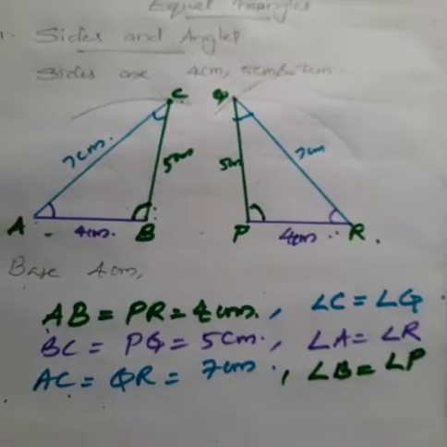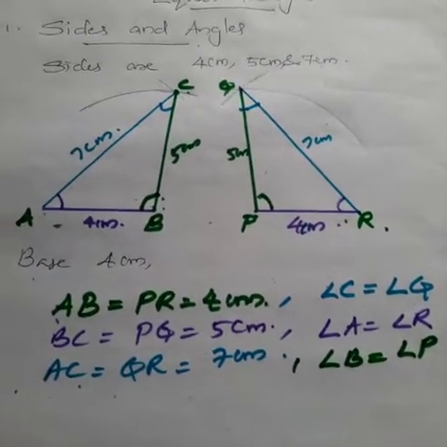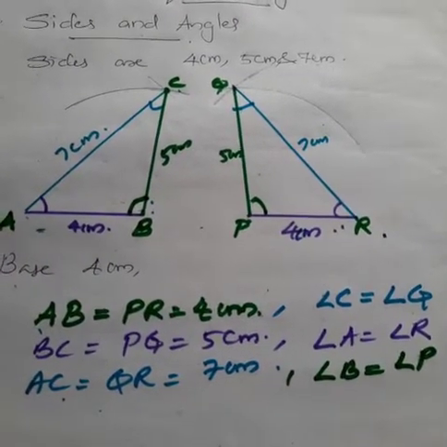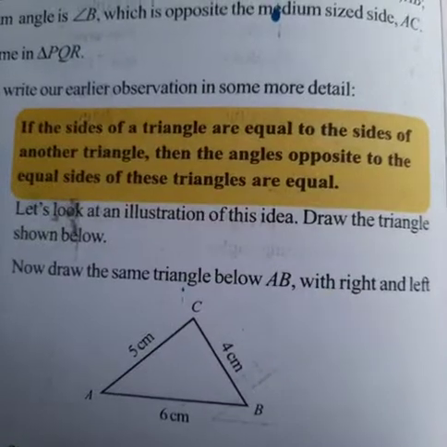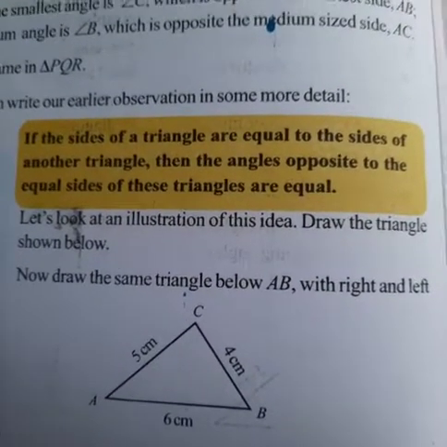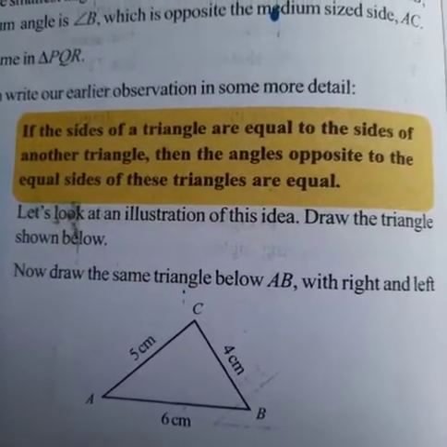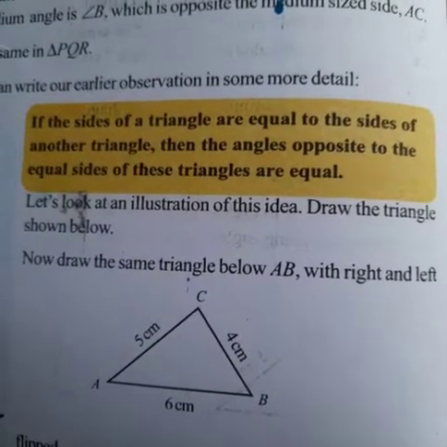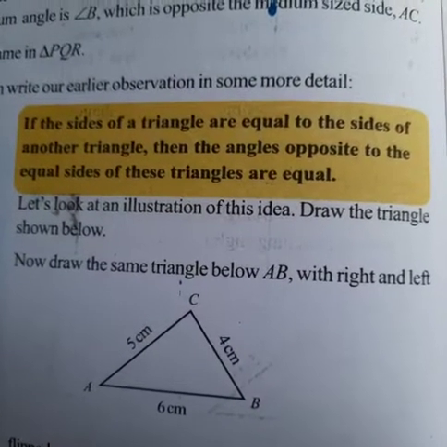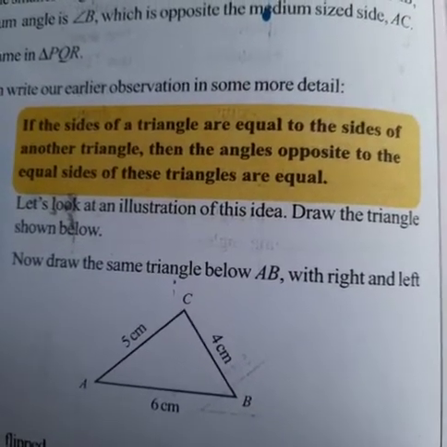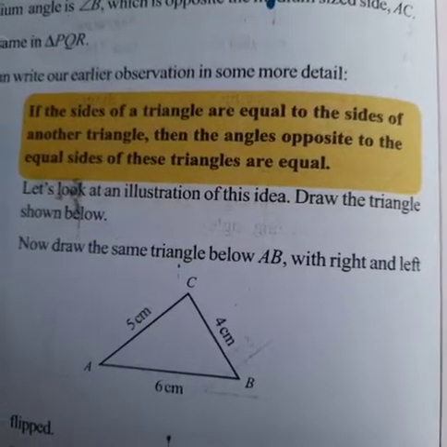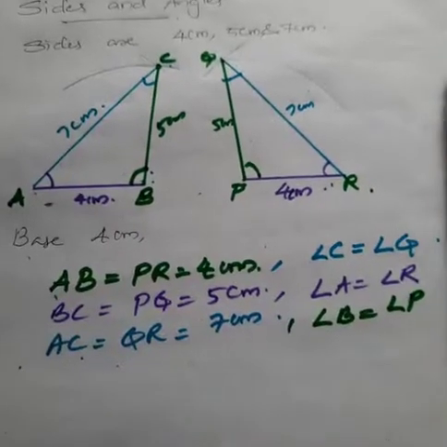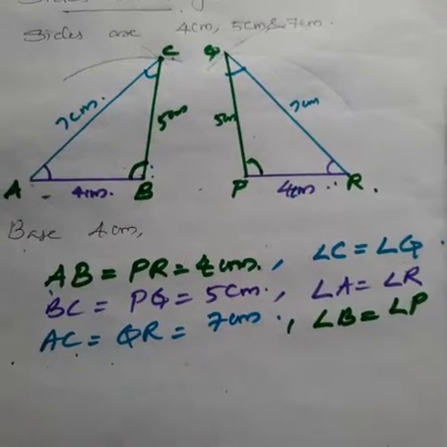So you can equate like this. If the sides of a triangle are equal, the angles are also equal. This is the principle of equating angles. If the sides of a triangle are equal to the sides of another triangle, then the angles opposite to the equal sides of these triangles are equal. You have to consider the opposite angles of equal sides.